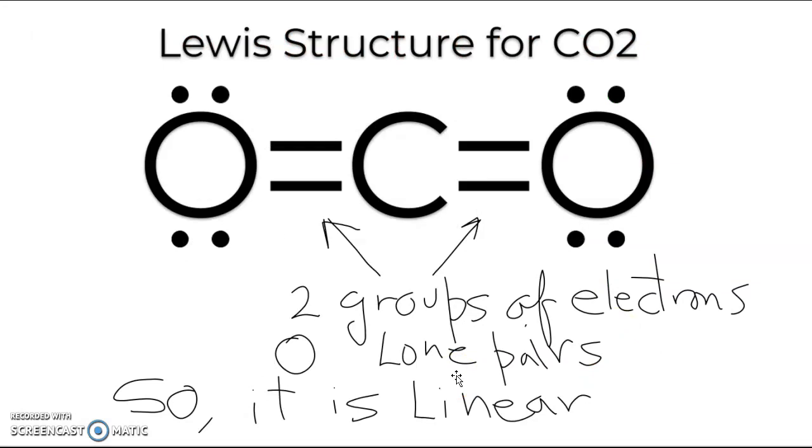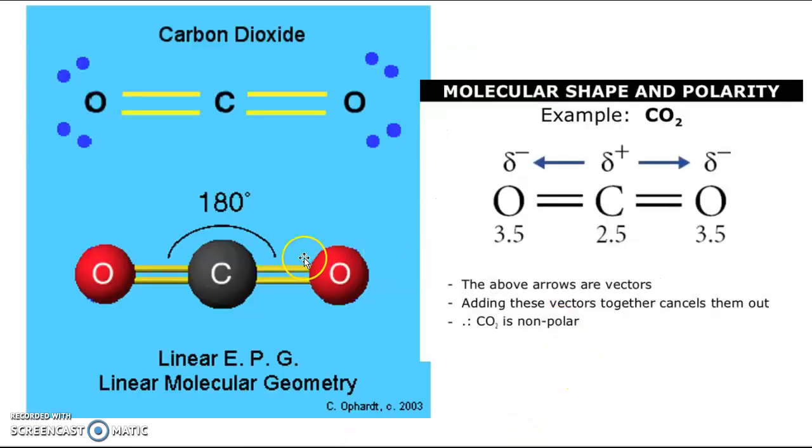Let's study the case of a carbon dioxide molecule. This is the Lewis structure that we studied before. As we see here in this molecule, we have two groups of electrons around the central atom and no lone pairs. That's why we say that the molecule is linear. The angle of the bond is 180 degrees.